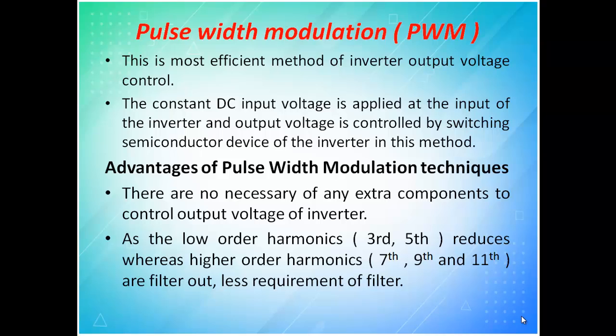Now, starting with pulse width modulation, the most efficient method for controlling inverter output voltage: a constant input voltage is applied to the input of the inverter, and the output voltage is controlled by switching the semiconductor devices of the inverter. There are many methods for getting your AC output from the DC input, so whichever way you go, you should know the advantage. There is no need for extra components to control the output voltage of an inverter when you go for PWM, as the lower order harmonics reduce while higher order harmonics are introduced. Only lower order harmonics filtering is difficult. So when lower order harmonics are not there, there is no issue. Higher order harmonics can be easily filtered with the help of a simple filter circuit.